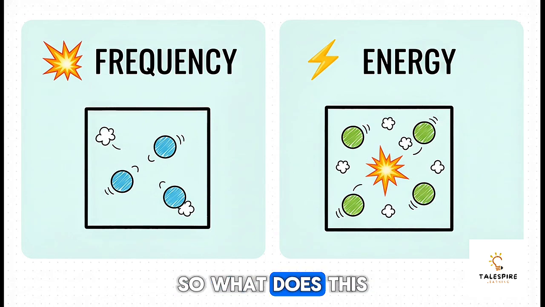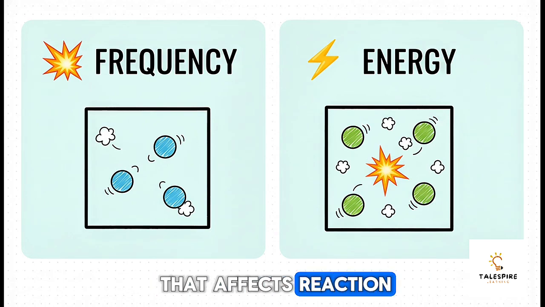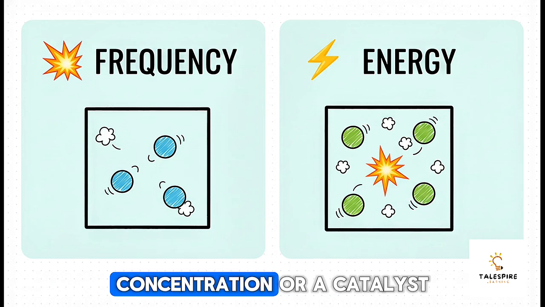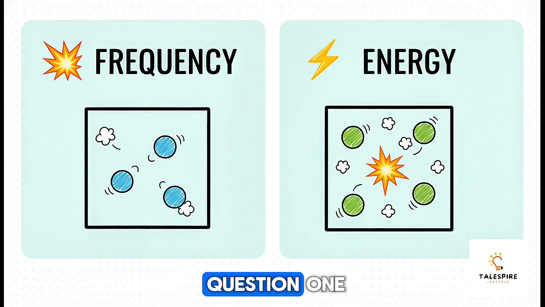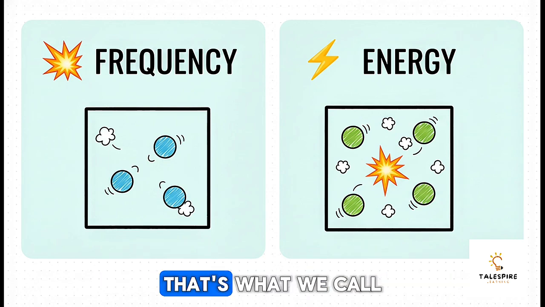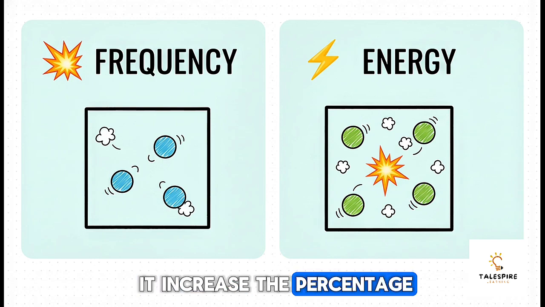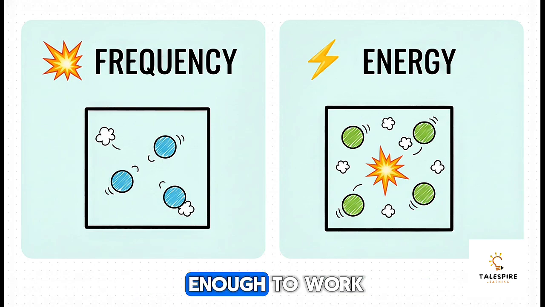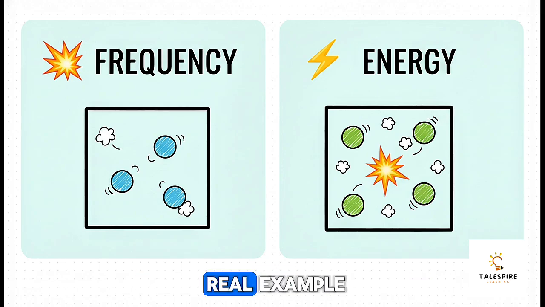Okay, so what does this all boil down to? It means that whenever we look at something that affects reaction speed, like temperature, concentration, or a catalyst, we need to ask ourselves 2 critical questions. Question 1, does this thing make the particles collide more often? That's what we call collision frequency. And question 2, does it increase the percentage of those collisions that are actually powerful enough to work? That's about collision energy. Let's use this framework to look at a real example.